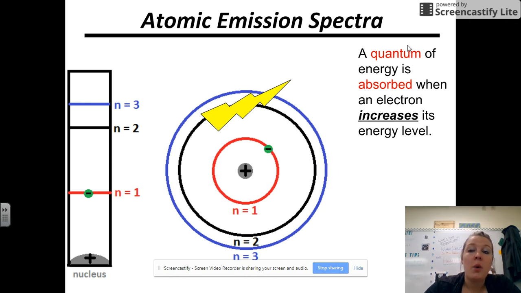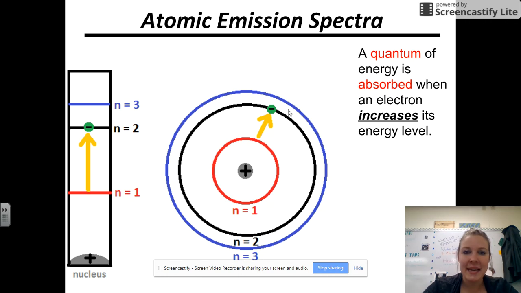If you look here, we know that a quantum is the amount of energy that's required to move an electron from one energy level to another energy level. So a quantum of energy is absorbed, which means the atom takes on energy when an electron increases its energy level. This electron just moved up an energy level, and that takes energy. What it means by energy being absorbed is that the energy is put into the atom.